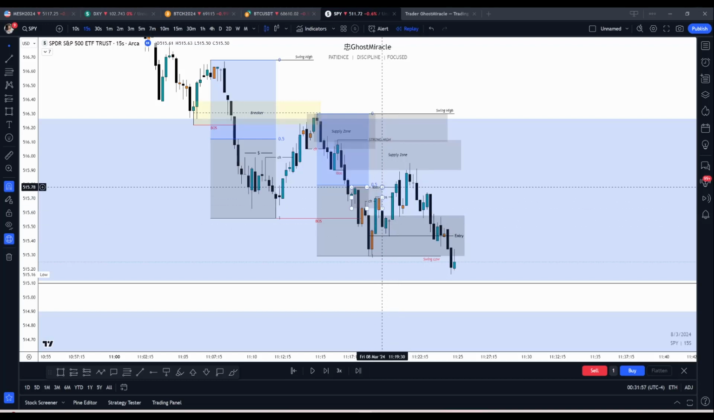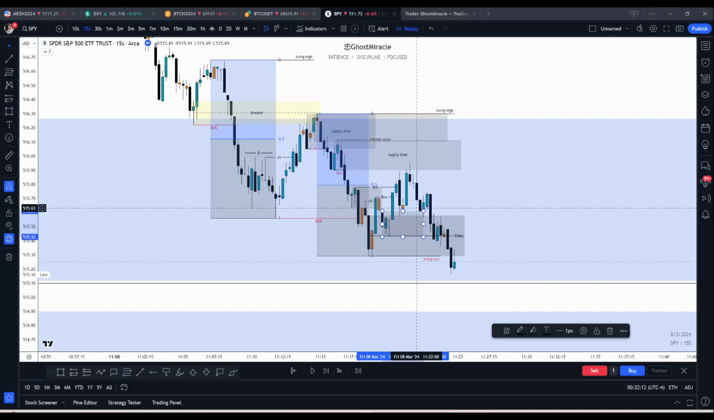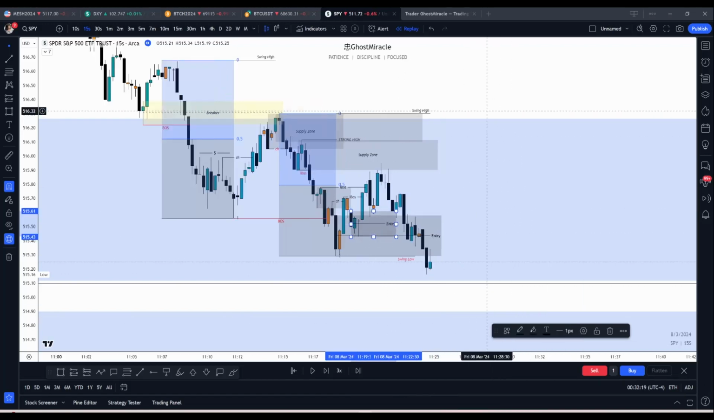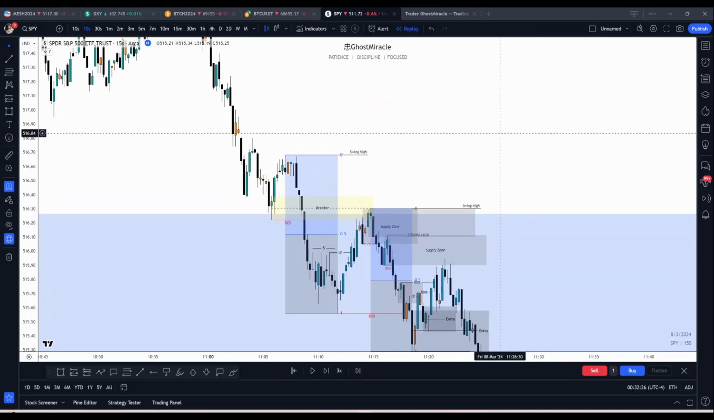So I would have felt more comfortable taking the entry after at least this internal break, but definitely after this one. But my entry would have been more in this area because that would give you your double confirmation. So I probably would have entered here already, or been looking for my entry there, and then I probably would have entered, and target would have been TP1, TP2, etc.